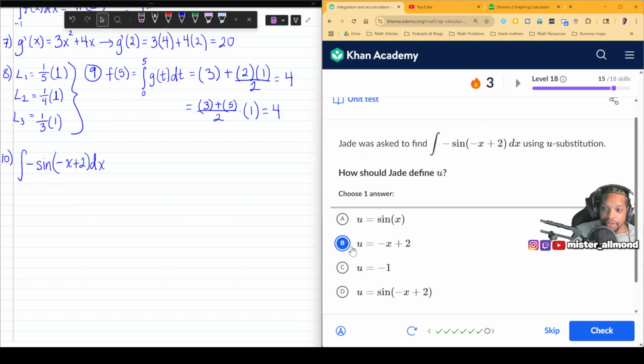You're right. But do y'all agree? Negative x plus 2? Let me know, somebody.